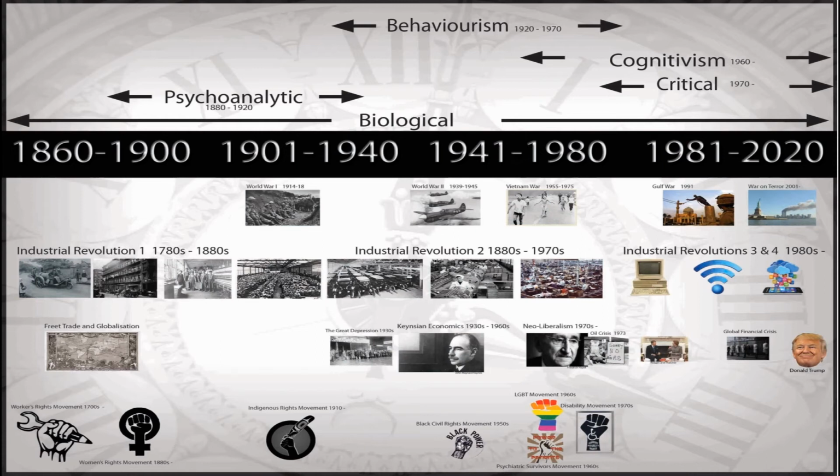So it's psychoanalysis, then behaviorism, then cognitivism, and then biological. Don't worry about critical psychology that you see on this map in front of you. We're not going to talk about that just now.